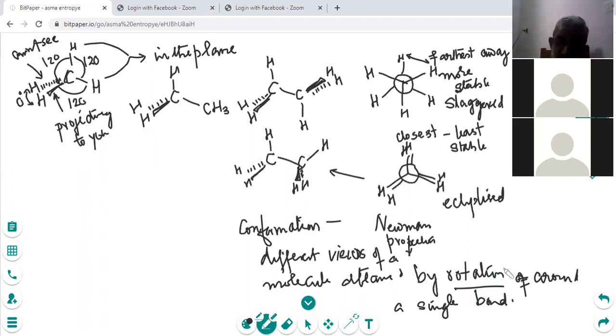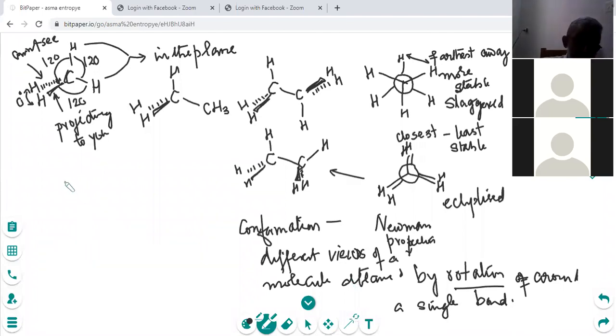So conformations are for the same molecule. It is something like I am being seen from the front or from the back side. I remain the same. So these two are the conformations of ethane.